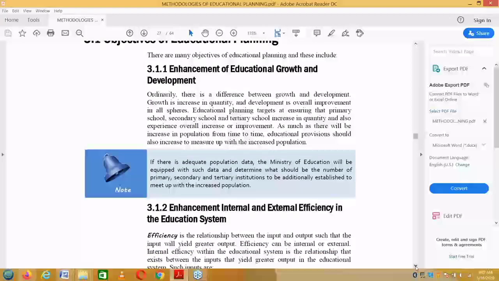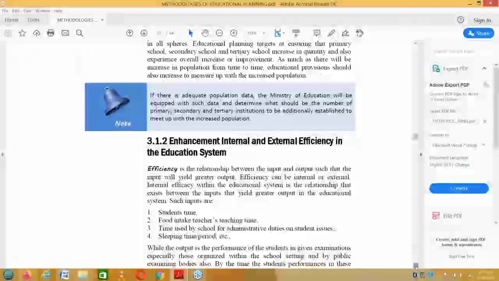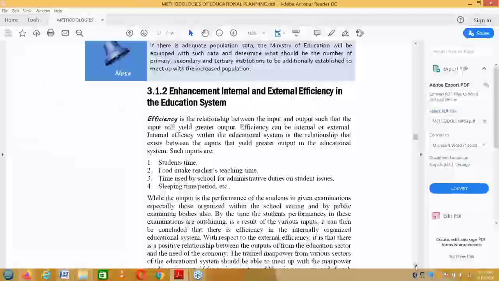Efficiency is the relationship between the input and output such that the input will yield greater output. Now, efficiency can be internal, it can also be external. Internal efficiency within the educational system is the relationship that exists between the inputs that yield greater output in the educational system, like student time, food intake, teachers' teaching time, time used by school for administrative duties or student issues, sleeping time, or period.